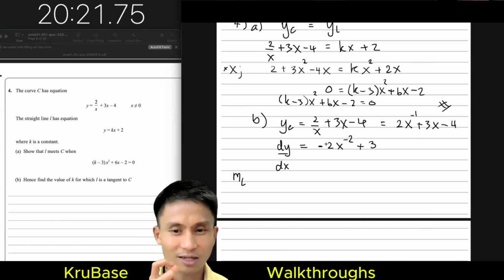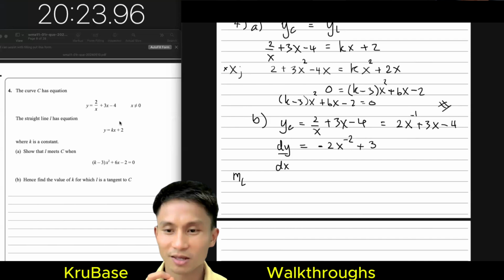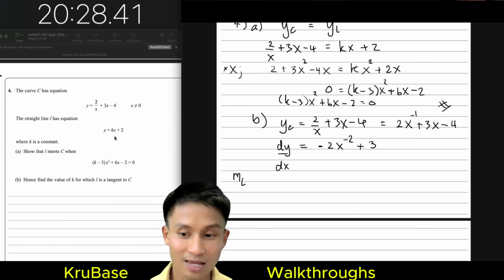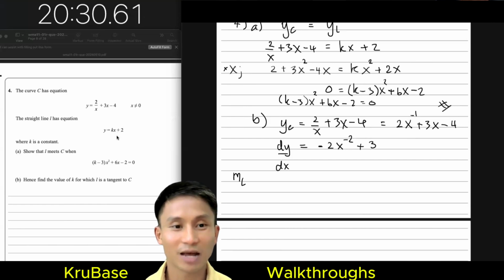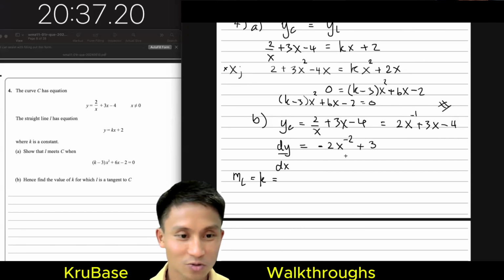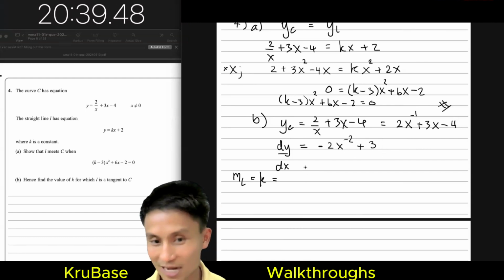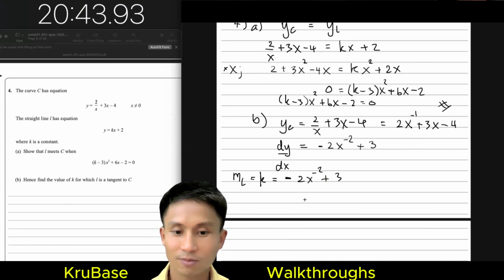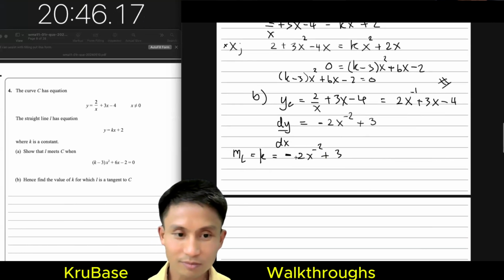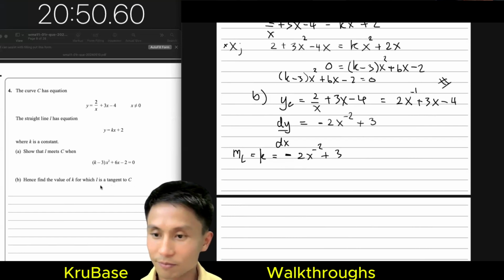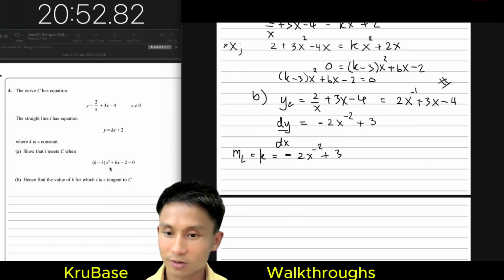And if you look at the equation of line L, actually we don't know the gradient. Actually it is k. And actually it asks you to find k. So M of L is equal to k. And we need to equate this k gradient to the derivative function of the curve because it's tangent to the curve. So I'm just going to say that. Okay, basically this is part B. And now we want to find the value of k here. So, right. Okay, let's see.